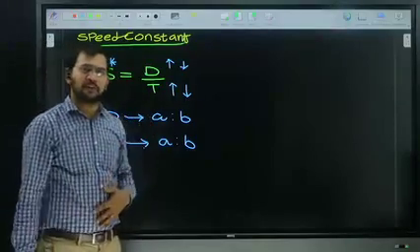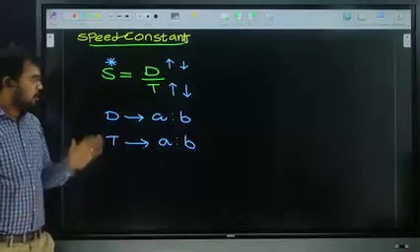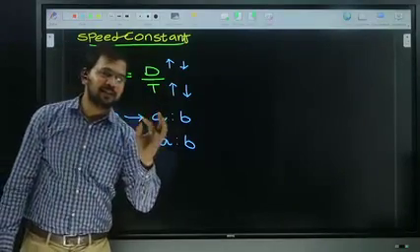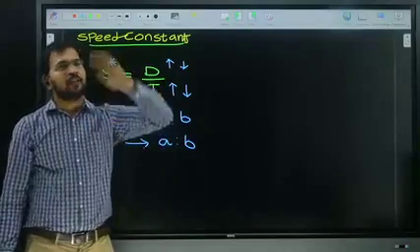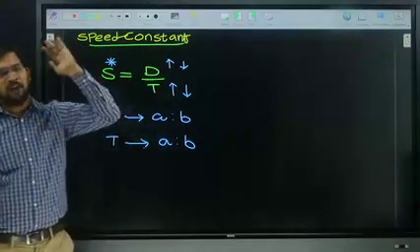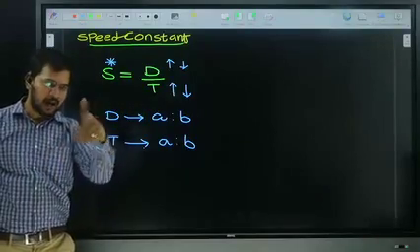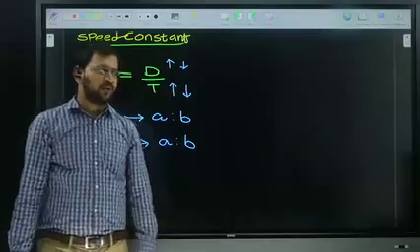Speed constant method: whenever speed is constant, distance and time are directly proportional to each other. If the distance is more, time taken would be more. If the distance is less, time taken would be less. All of you understood? Just make a note.